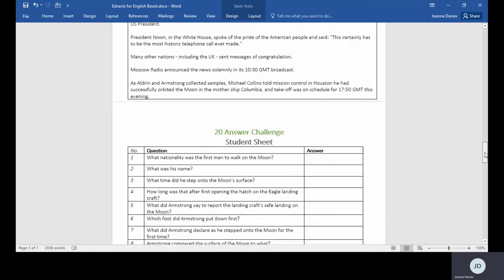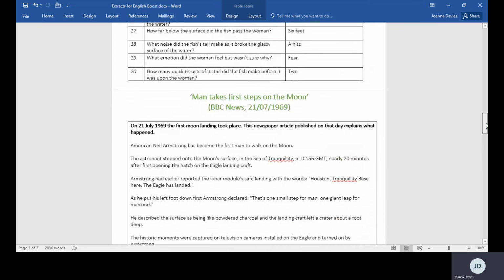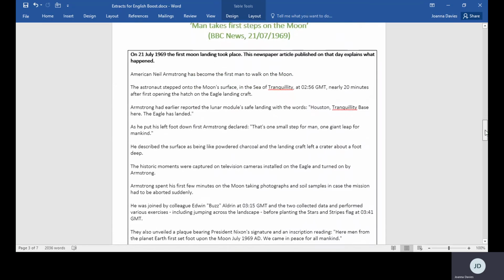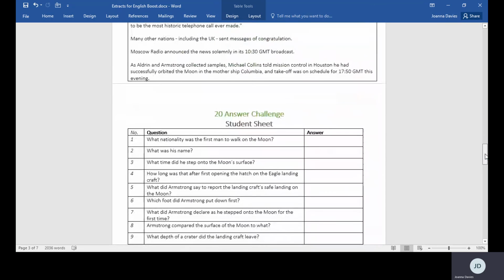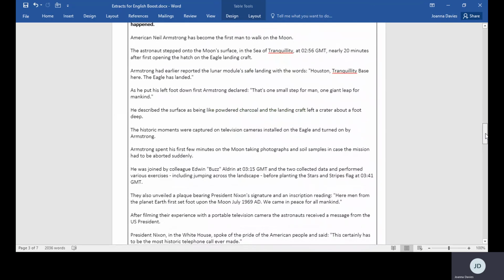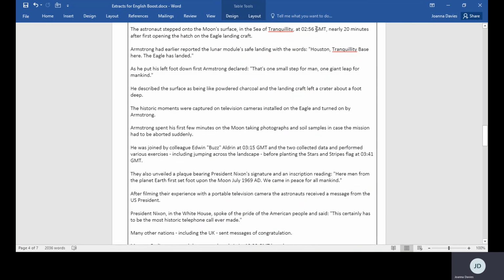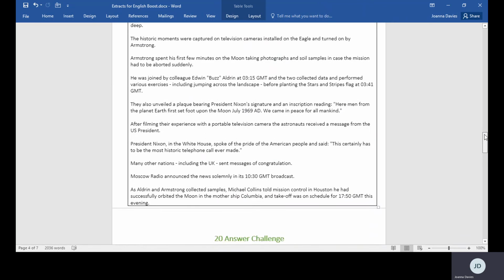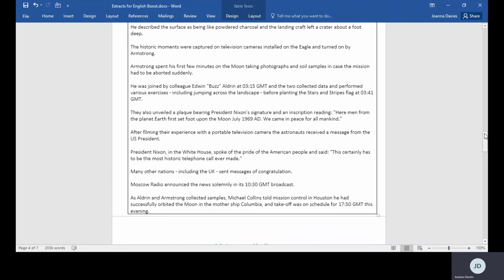For the second question, what was his name? Look for a name. Third question, what time did he step onto the moon's surface? Look for numbers here. GMT. Look for numbers. So you're scanning through the text.